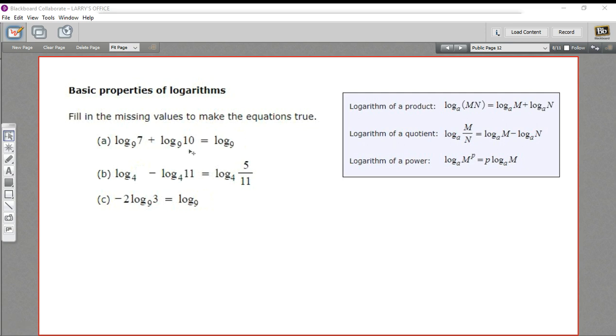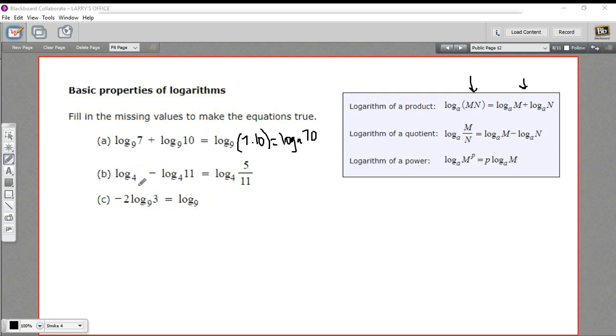The first one, we have an addition problem. So instead of addition as we have here, we can rewrite this as a product. So the log base 9 of 7 plus the log base 9 of 10 is the log base 9 of 7 times 10, or log base 9 of 70. So we've simplified that expression a little bit. The bases have to be the same for this to work. You've got to have the same bases for these things.